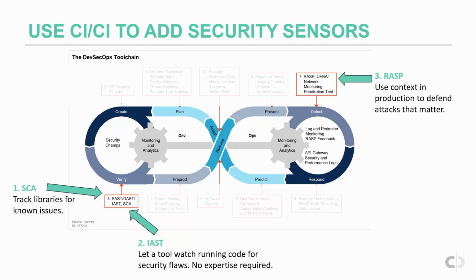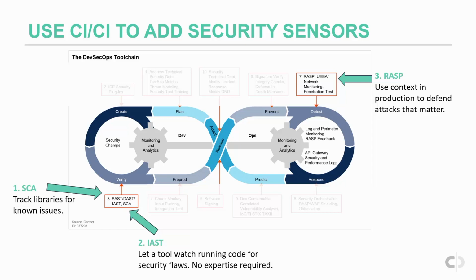We can use IAST, the ability to get everyone's normal usage of an application to act as an effective security test, so that we can watch that running code for security flaws without having to engage somebody as a specialist penetration tester for every single release that we want to do, even if we're not changing a lot about the specific application.